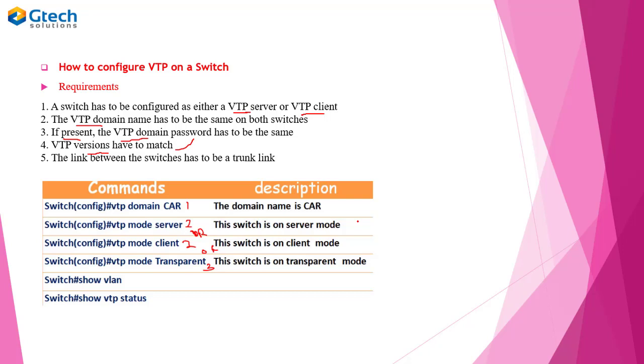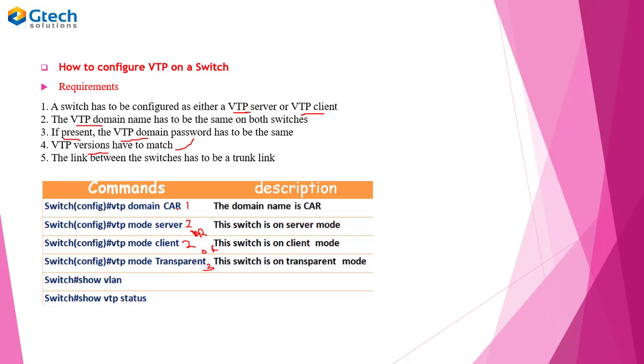After you have fulfilled all these requirements, you go to the configuration. There are commands that we use to configure VTP on switches. The first command is to specify which domain you want the VTP to be in, like this one, vtp domain car. If you want the domain to be car, it will be car.